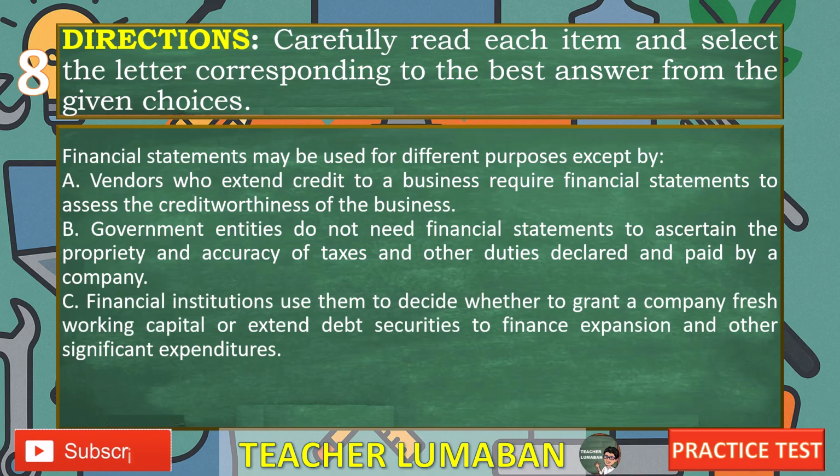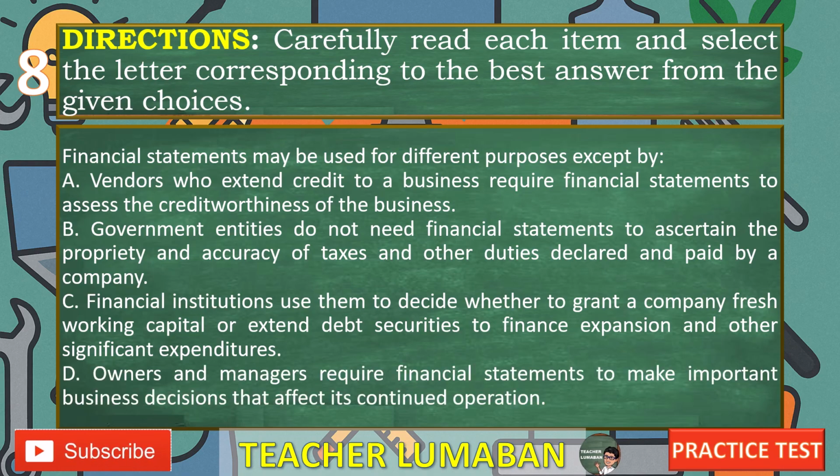C. Financial institutions use them to decide whether to grant a company fresh working capital or extend debt securities to finance expansion and other significant expenditures. D. Owners and managers require financial statements to make important business decisions that affect its continued operation.